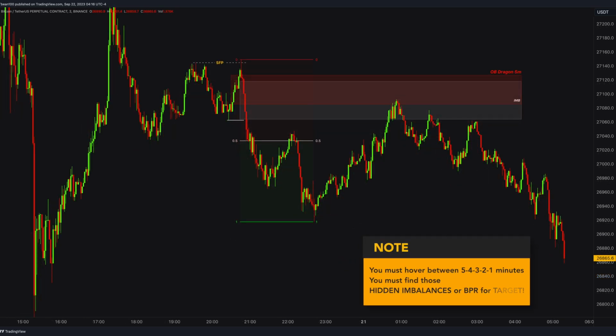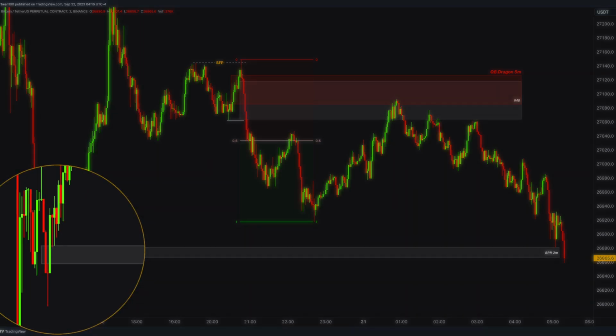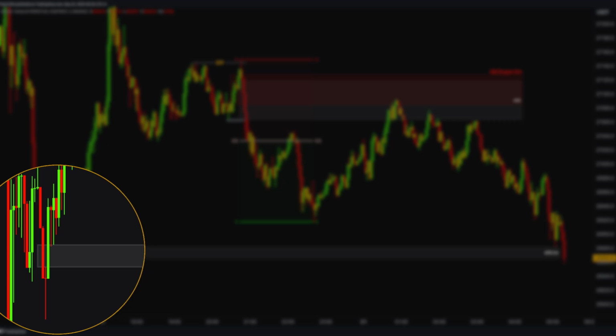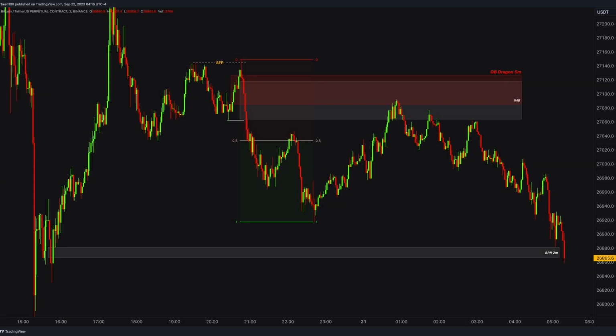Switching to the 2-minute. Now, why do I keep hovering between 5, 4, 3, 2, 1 minutes all the time? Because I'm looking for targets, imbalances, and liquidity. Notice this 2-minute BPR right here. You must hover between low time frames especially to find these hidden targets. Remember, trading requires a lot of effort. We are not buying and selling with RSI oversold or overbought here.